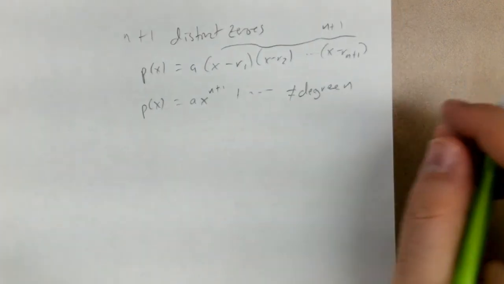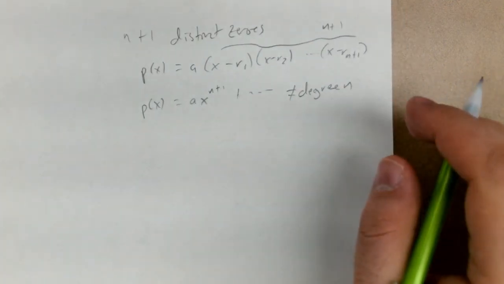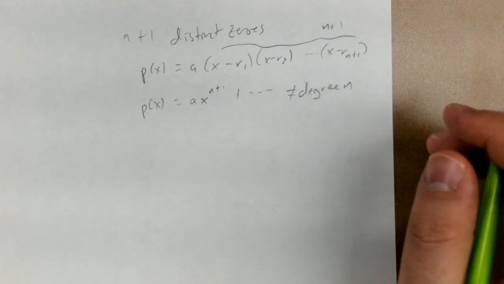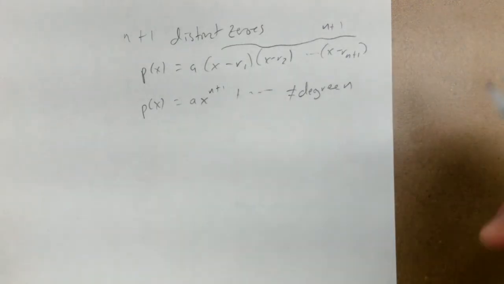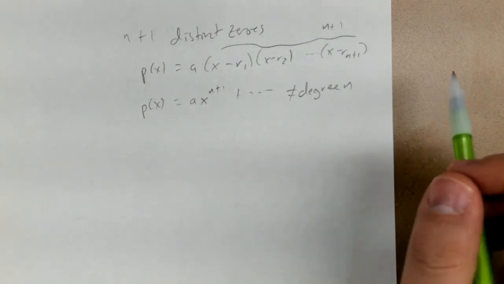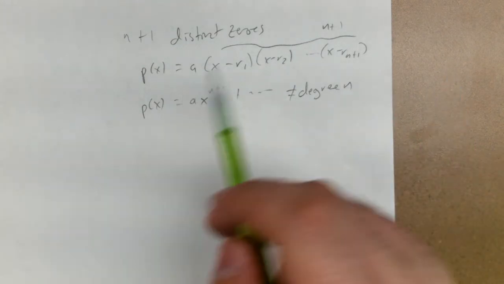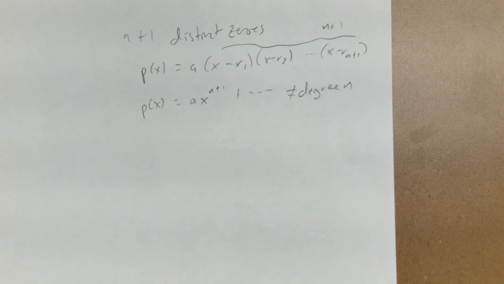Okay, so that's a very helpful fact. Just keep in mind that not every polynomial has as many zeros as its degree over R. If you include complex roots, then yes, it always has n zeros. But across R, it has at most that many. You can't have more zeros than your degree.